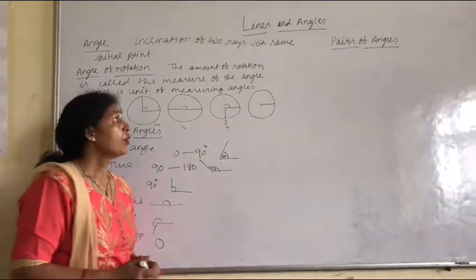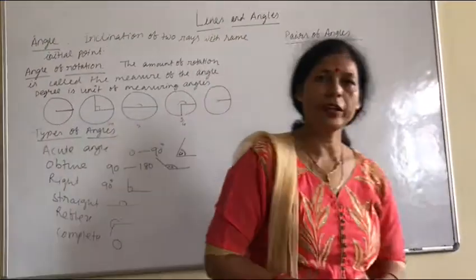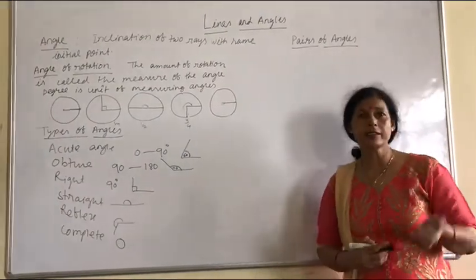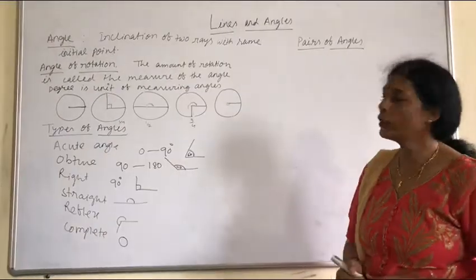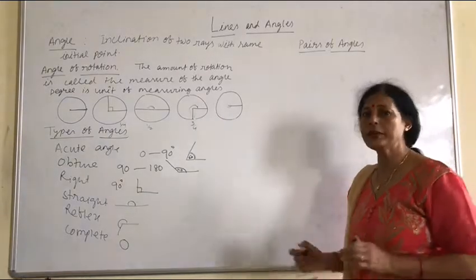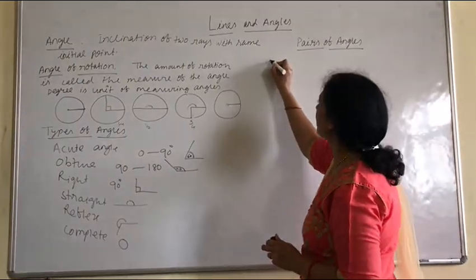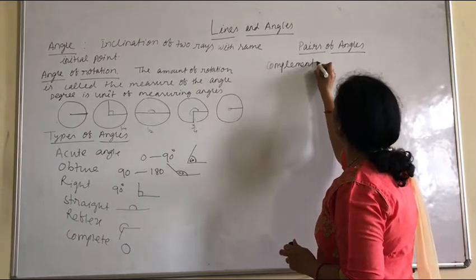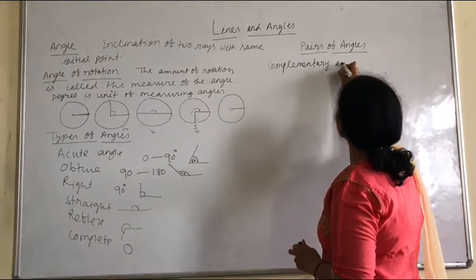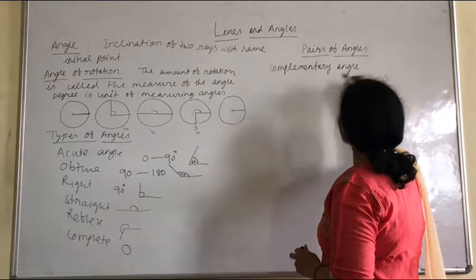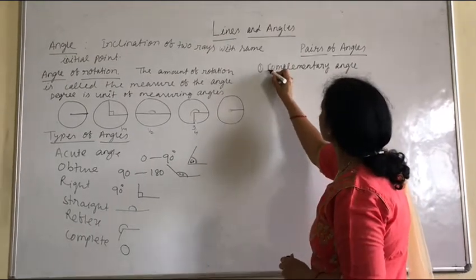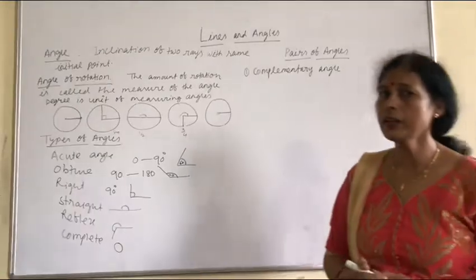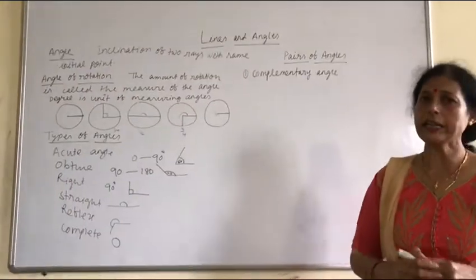Now, your pairs of angles. What is the pairs of angles? You know, complementary, supplementary, adjacent, linear pairs like that. So let's discuss first the complementary angle. What is complementary angle? Complementary angle, the sum of two angles is your 90 degree.